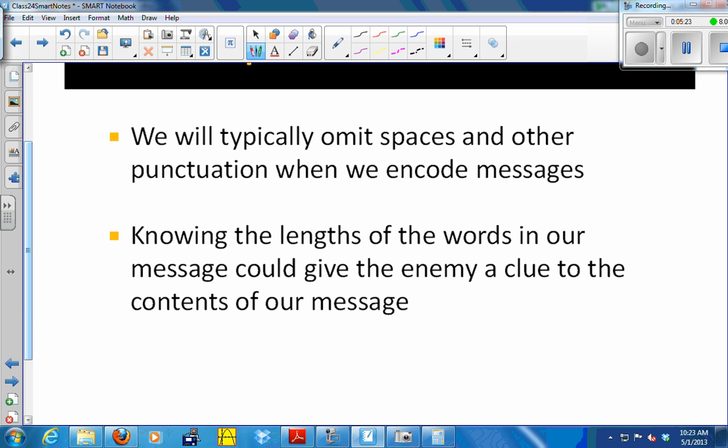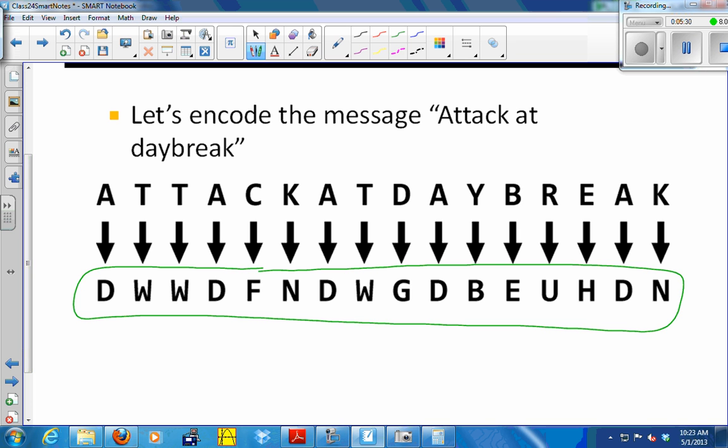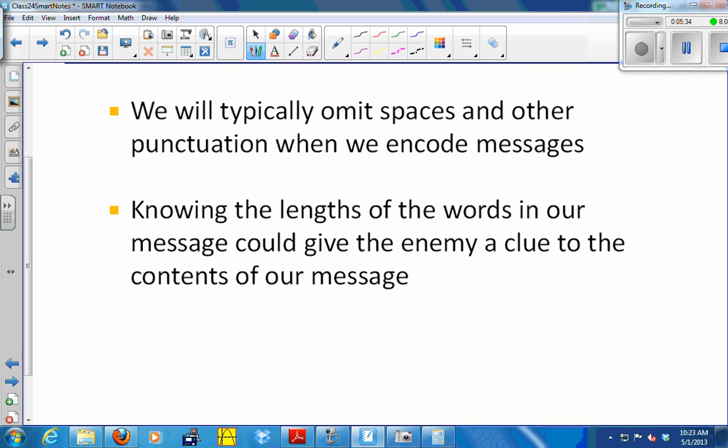We typically omit spaces and other punctuation when we encode messages. You notice that I did that in this example. No spaces, no punctuation. That is because knowing the lengths of words or knowing where sentences end can give somebody trying to figure out your code a clue to the contents of your message. Because one letter words have to either be A or I, and then now you know what one letter is, and you can guess everything else.